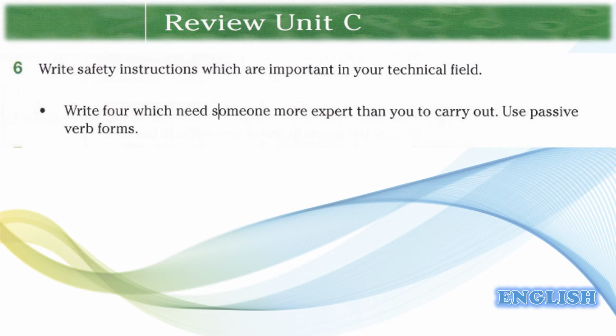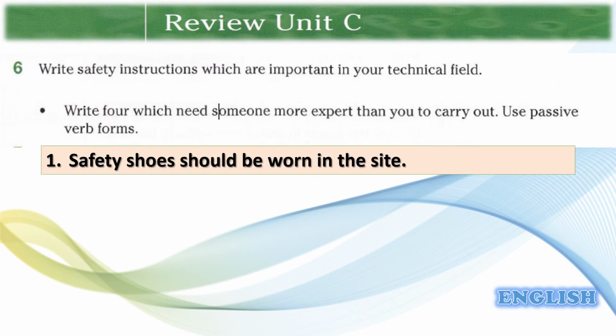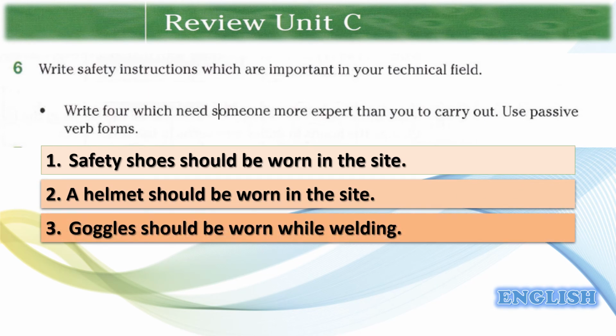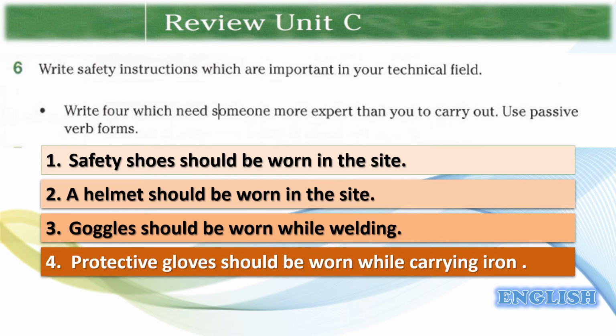Suggested sentences. Number 1, safety shoes should be worn in the site. Here we use the same sentences that we have just used in the previous part. Number 2, a helmet should be worn in the site. Number 3, goggles should be worn while welding. And number 4, protective gloves should be worn while carrying iron.